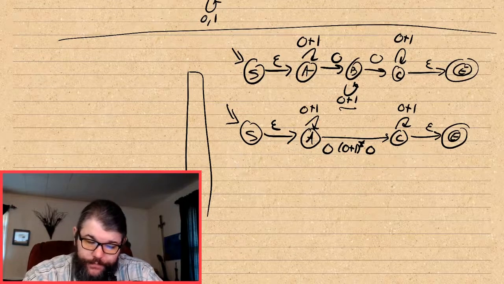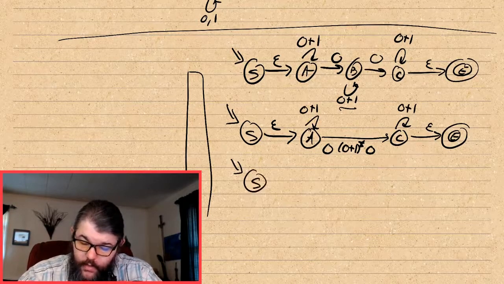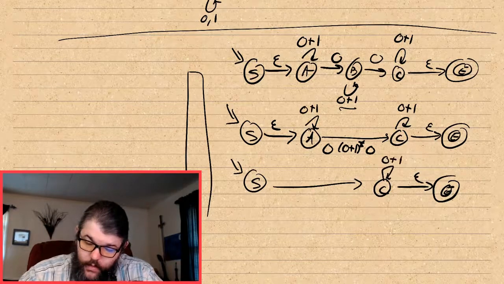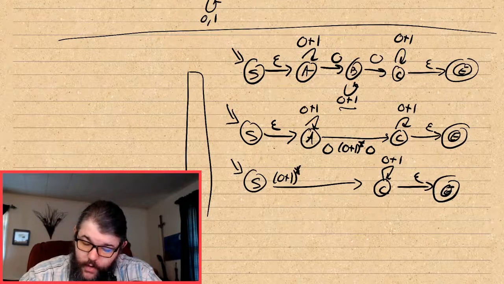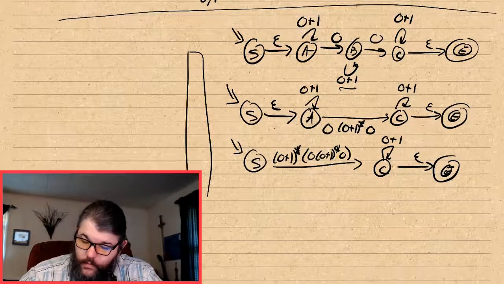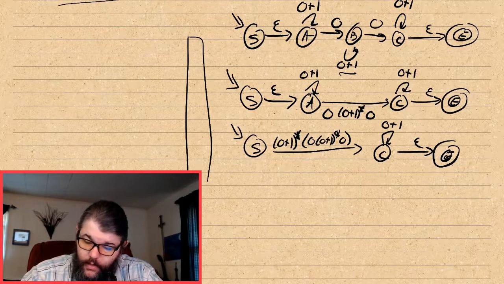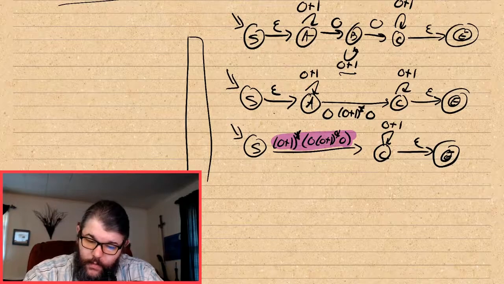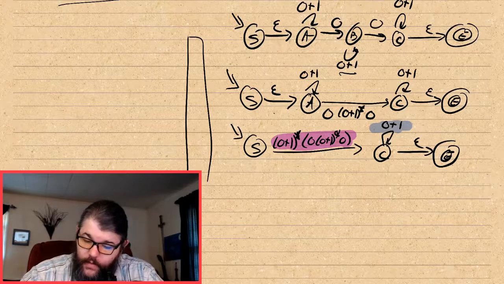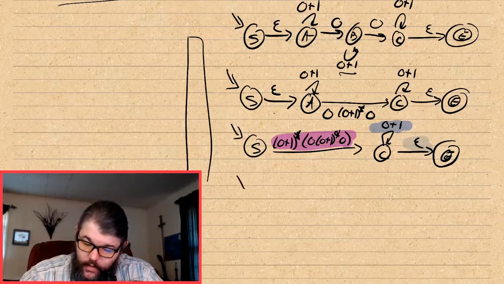So let's rip out A. If we do that, we're going to have a transition from S to C, which looks like empty string followed by (0 or 1) star, followed by whatever was on that transition before. And then we can rip out C, which is just going to be this expression followed by (0 or 1) star followed by empty string. Okay? And that'll be our answer.